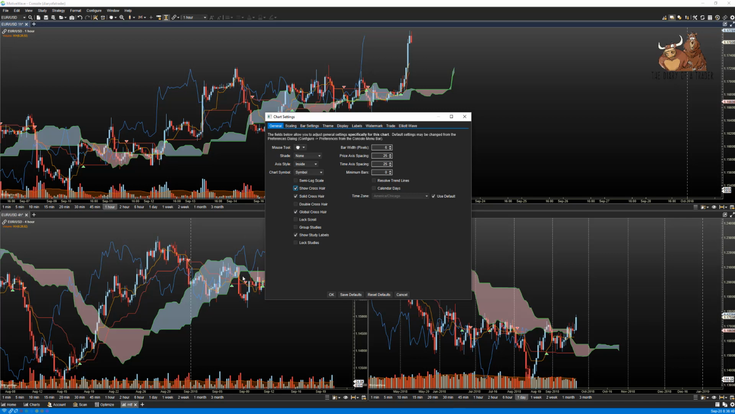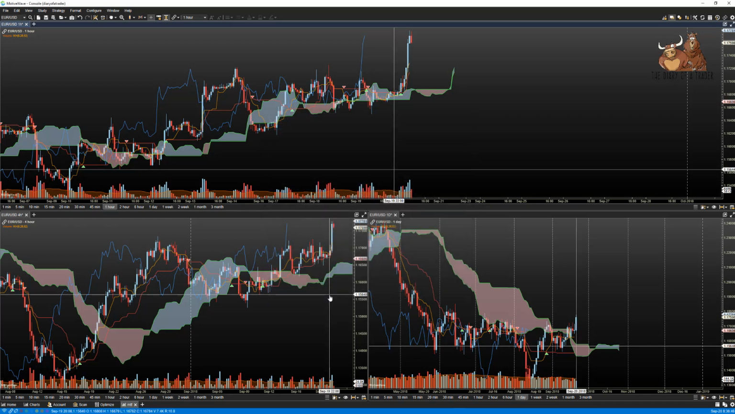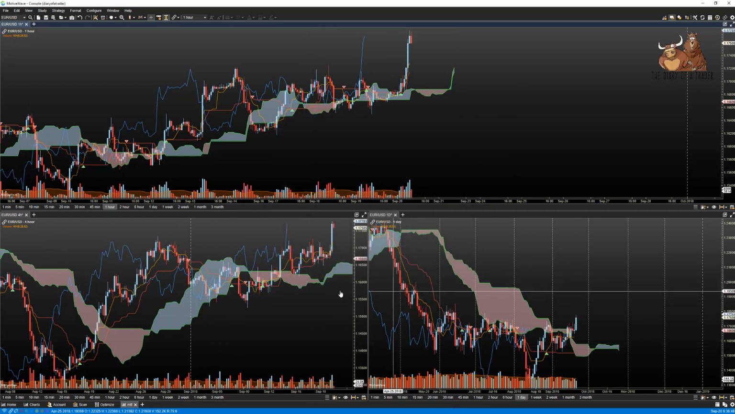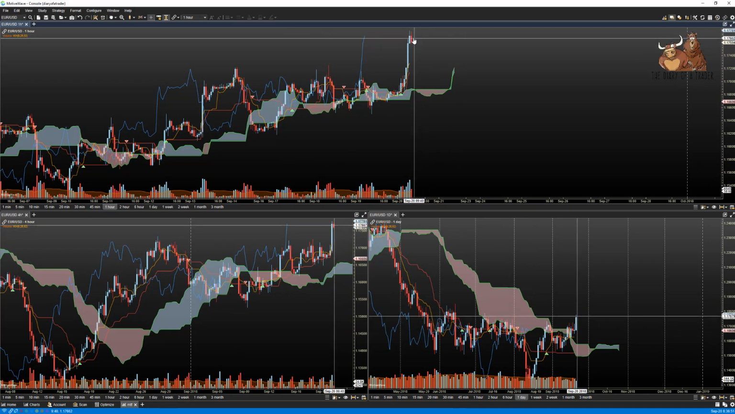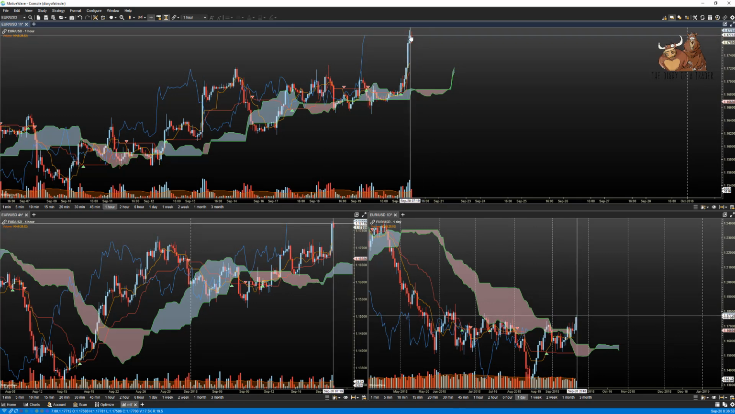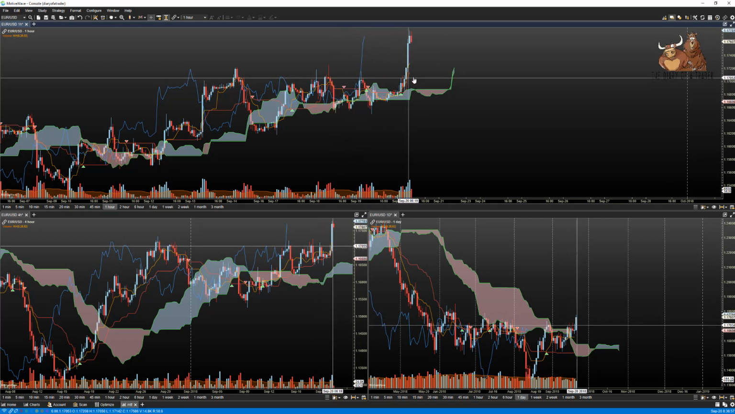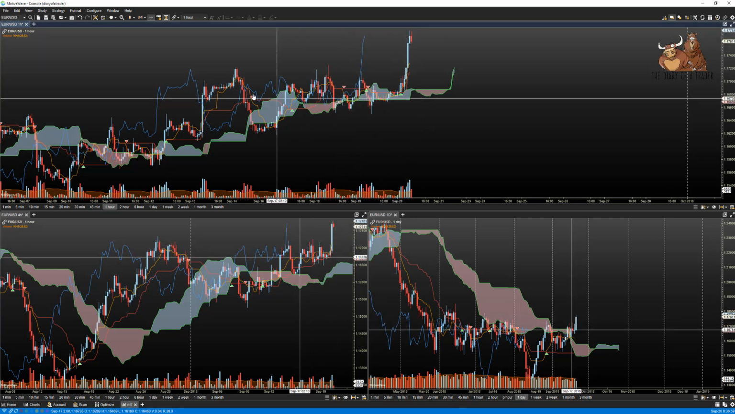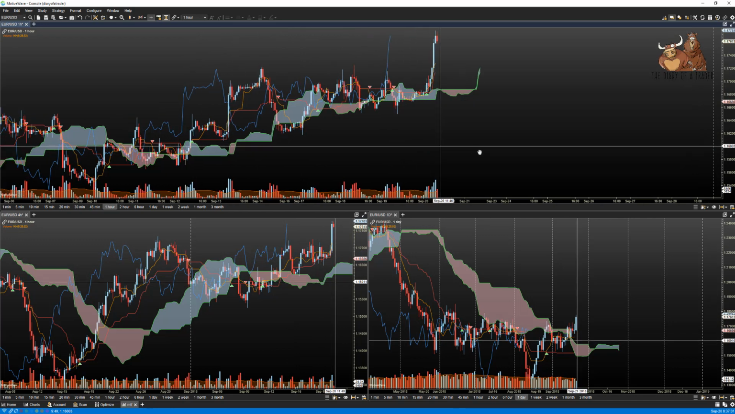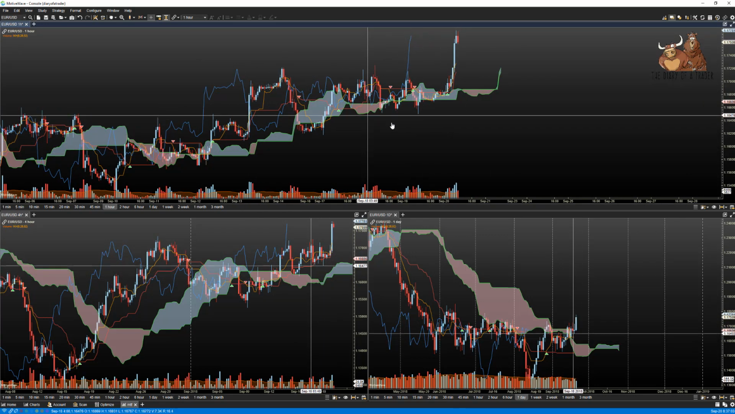And so wherever I put the mouse on the same chart, it'll show up on all the charts. If I'm on the hourly chart, you can see where my cursor's at relative to the 4 hour chart and the daily chart. It's pretty awesome stuff, isn't it? So for the Ichimoku, I don't have to move my mouse around a lot.